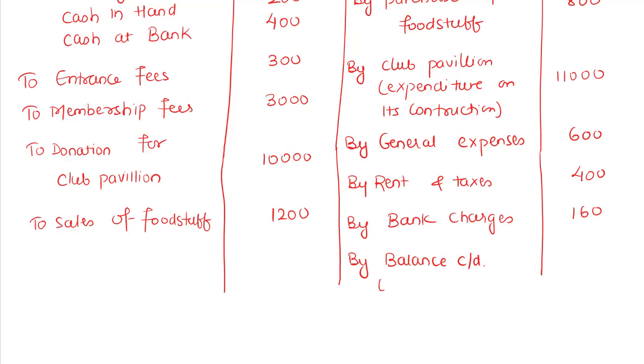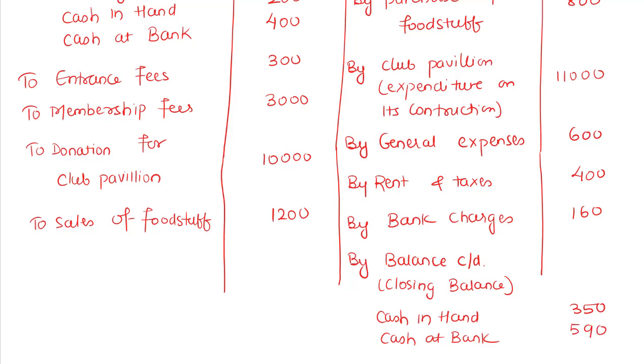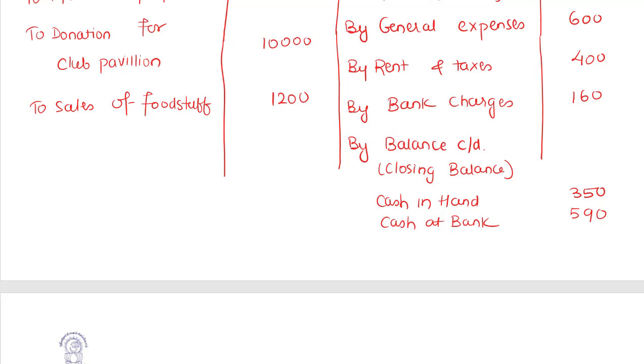By balance carried down, closing balance: cash in hand 350, cash at bank 590. Total 15,100.